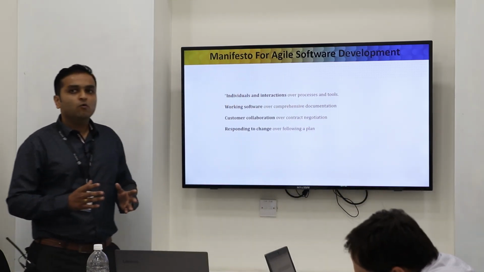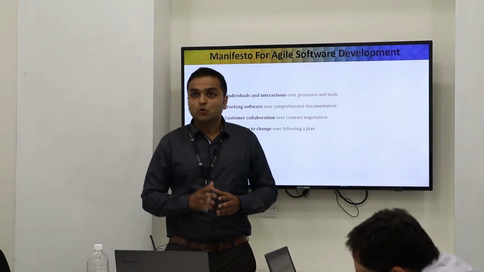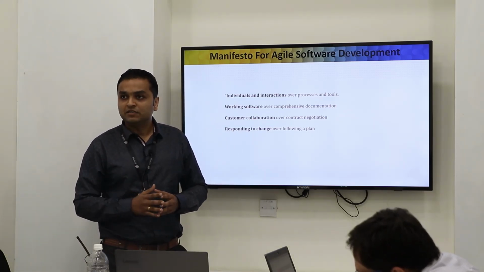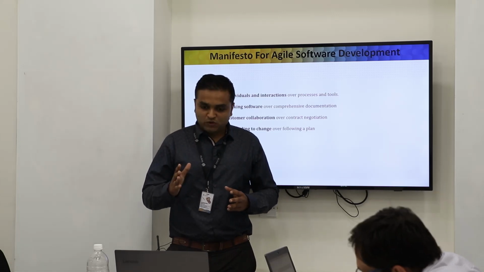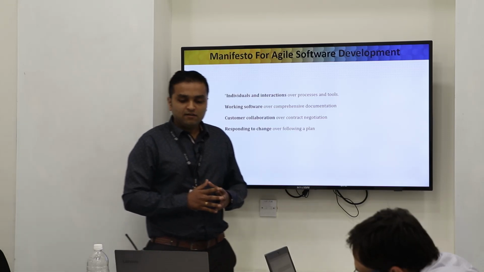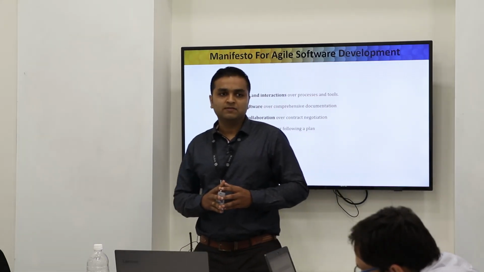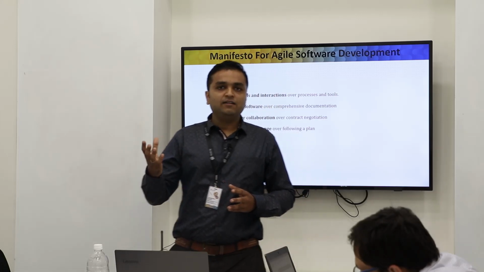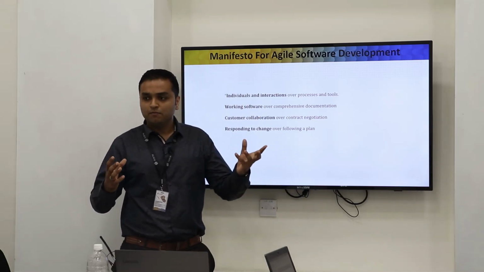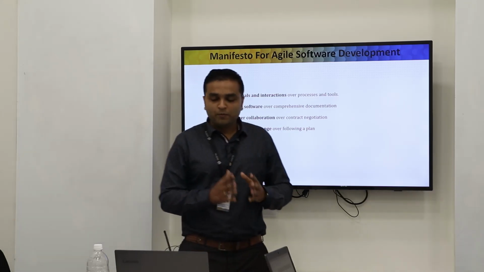As per the values, they say individuals and interactions over process and tools. Individuals and interactions are more important because software is made by individual people. Then second is working software over comprehensive documentation. Working software is more important. If there is a mobile and a user manual, your working mobile is more important than the user manual.